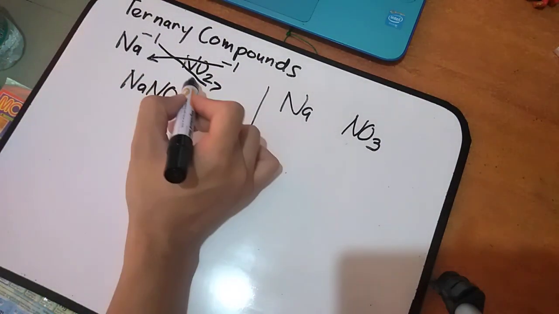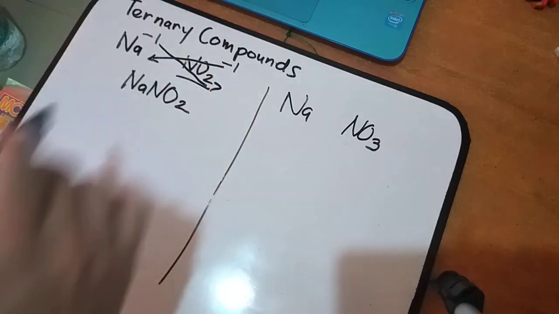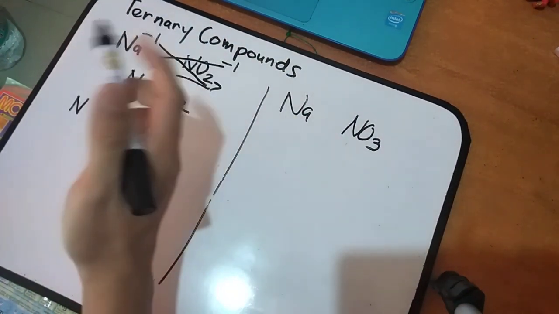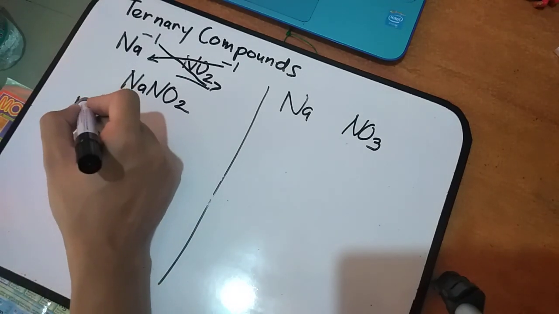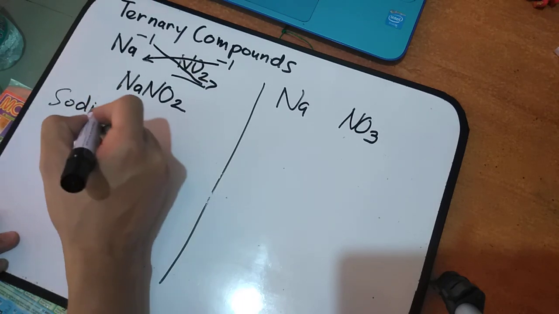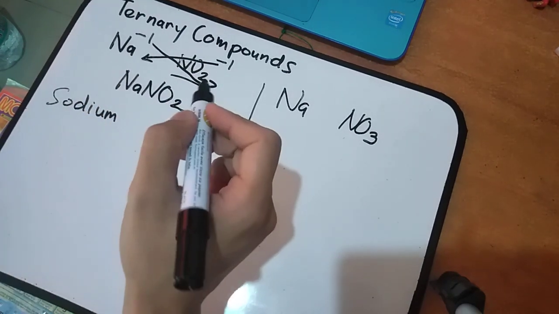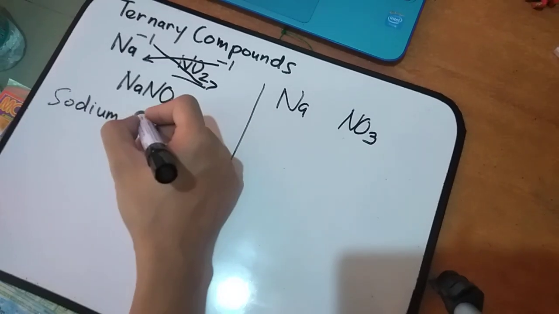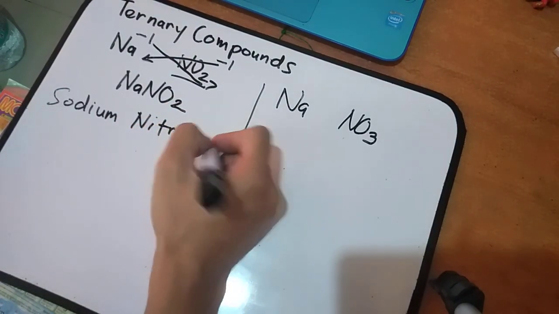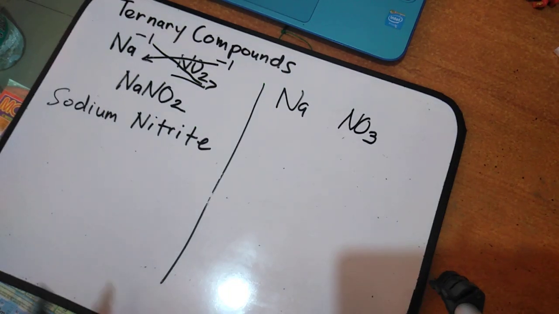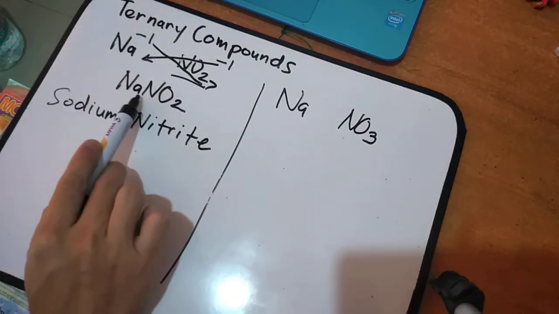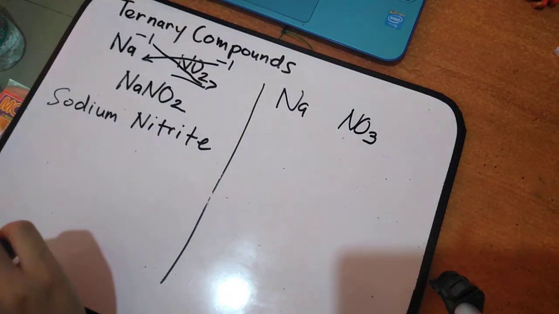Okay, so what is NO2? So now you would name this one as an ionic type. It should be sodium. NO2 is nitrite. Since the charges are the same, you don't need to write it anymore.